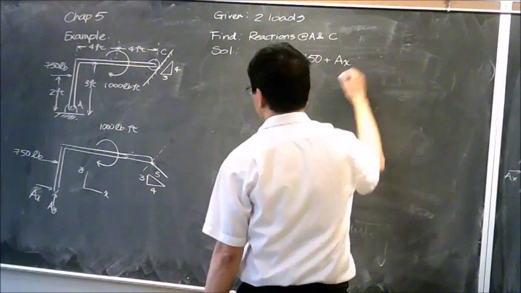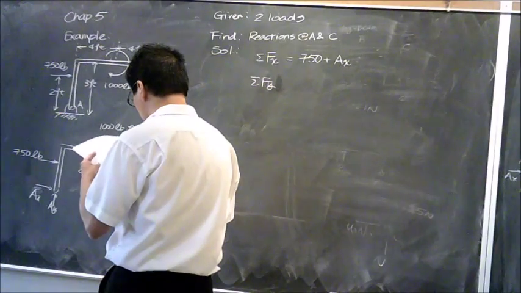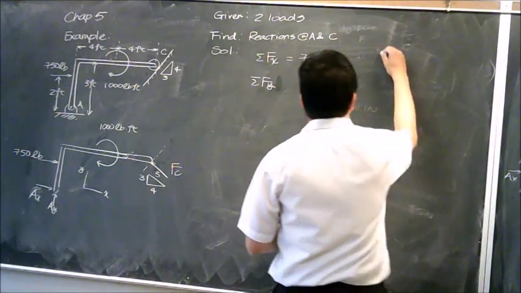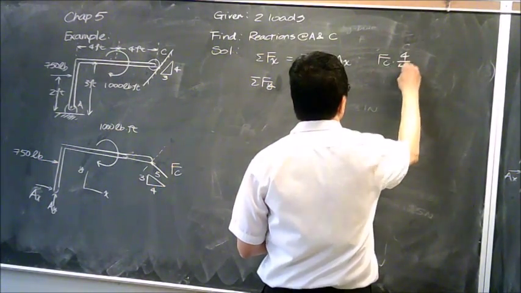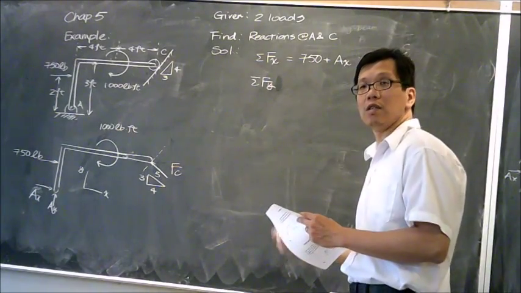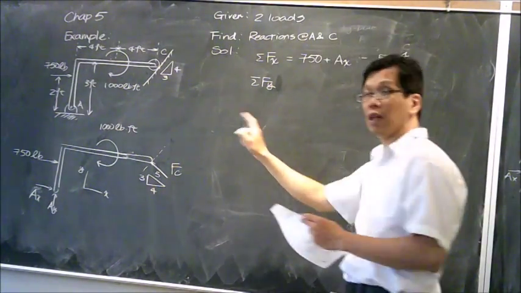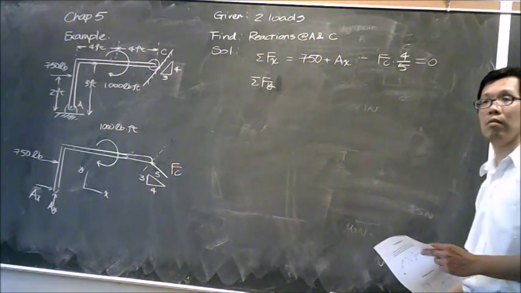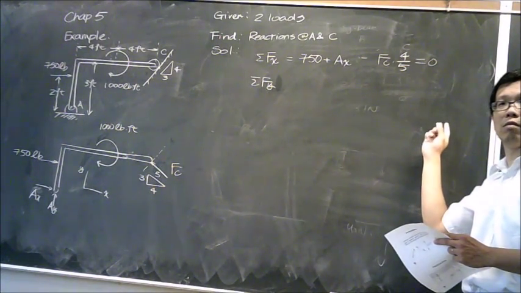Now I have a supporting point force over here. Let's name this one FC. So it's going to be FC multiplied by 4 over 5. Is this positive or negative? Negative, because it's toward your left-hand side. So over here, this equals 0. Is that clear? Does everybody understand what I'm talking about?